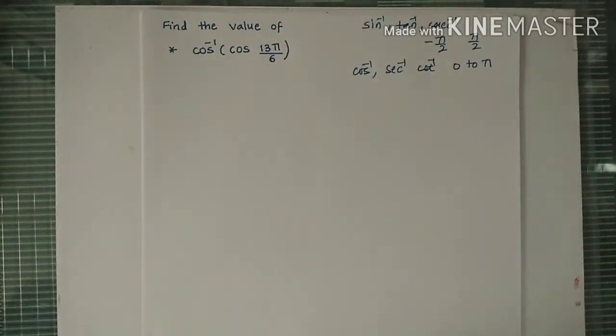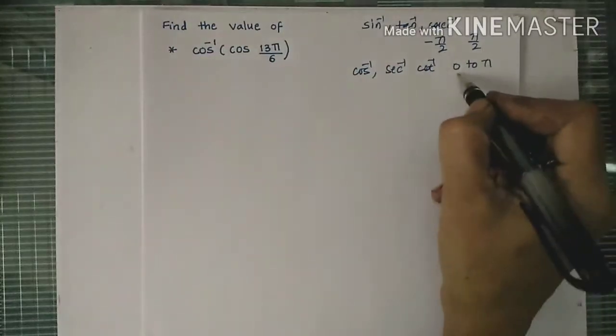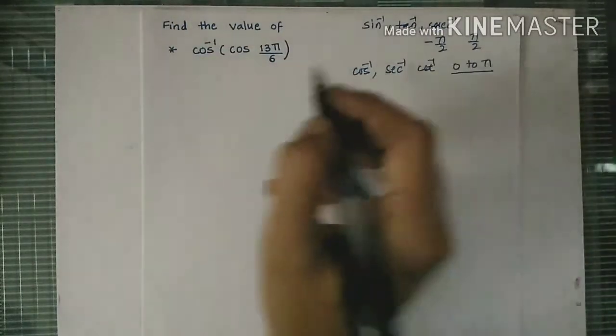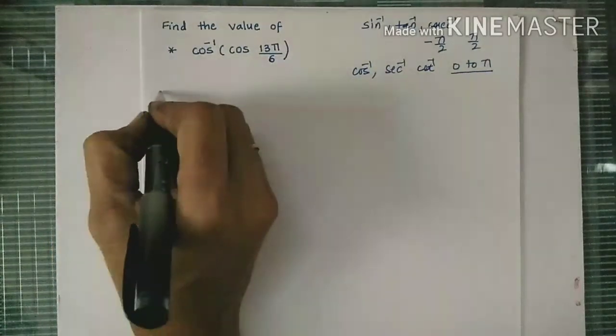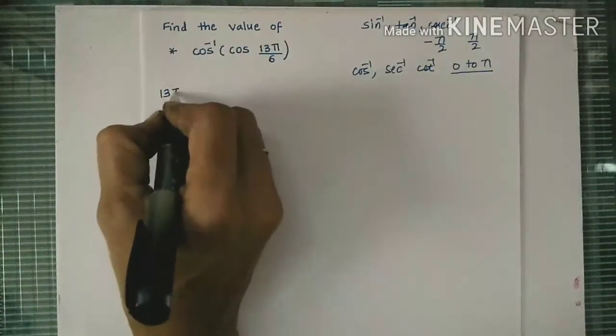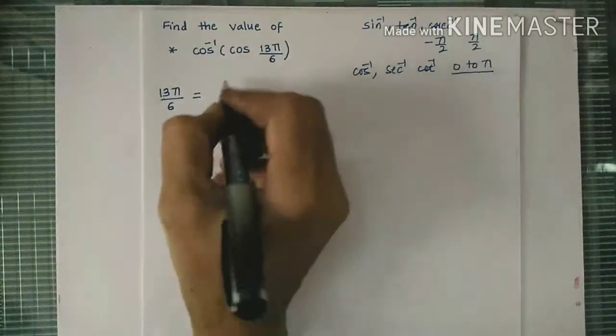Find the value of cos inverse of cos 13 pi by 6. Generally what students think is that whenever it is cos inverse cos, just cancel those terms and the answer is 13 pi by 6. But this is not correct. Why? Because the value of cos inverse always lies between 0 to pi. Let's check whether this value lies between 0 to pi. If you are not comfortable with radian measure, let's convert it into degree measure and see whether it lies between 0 and 180.